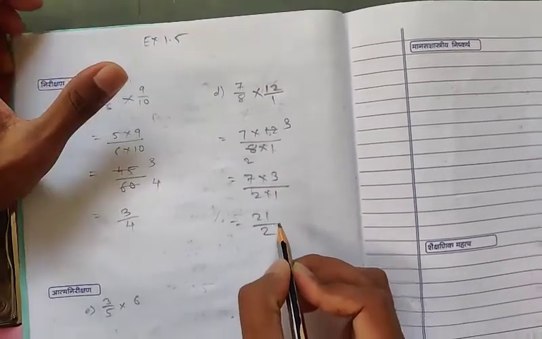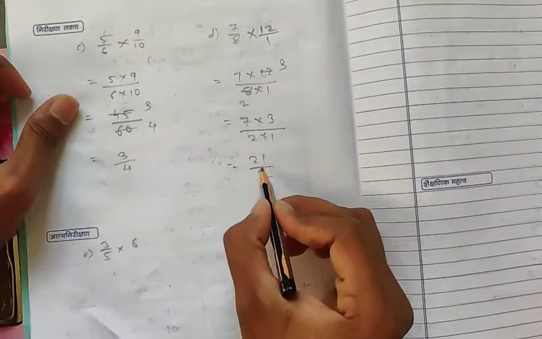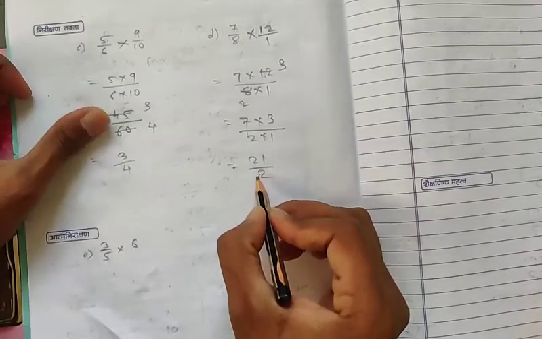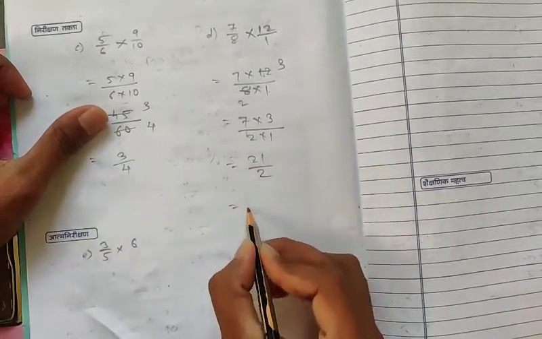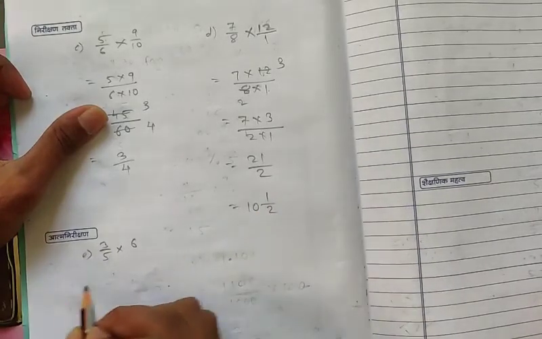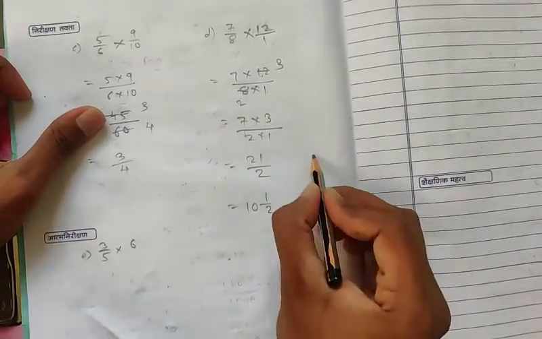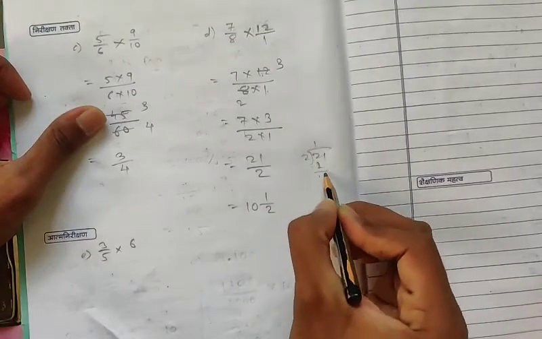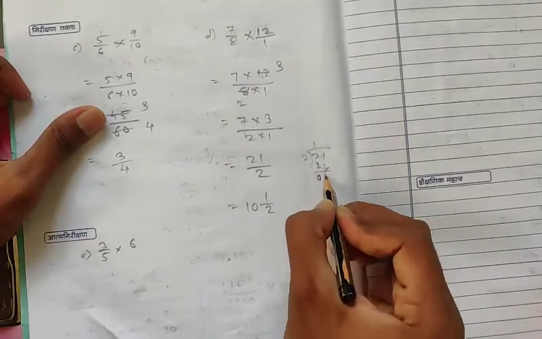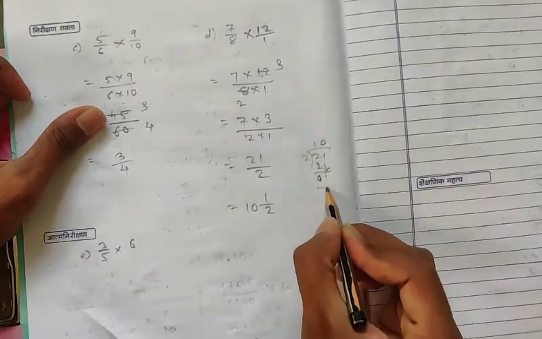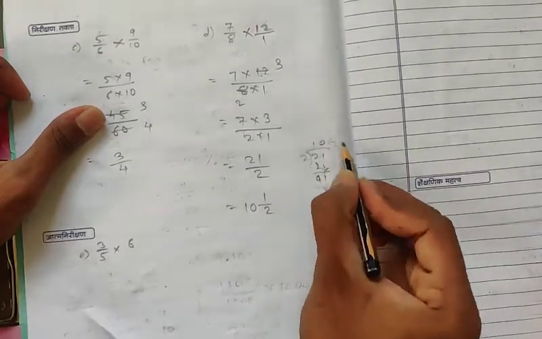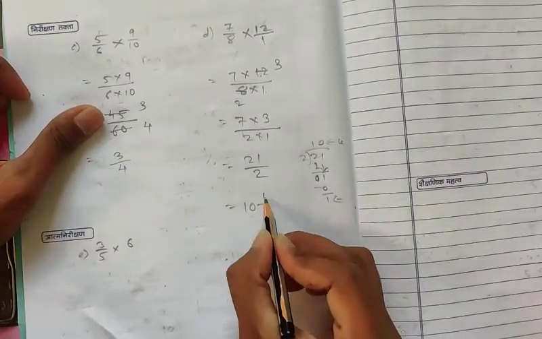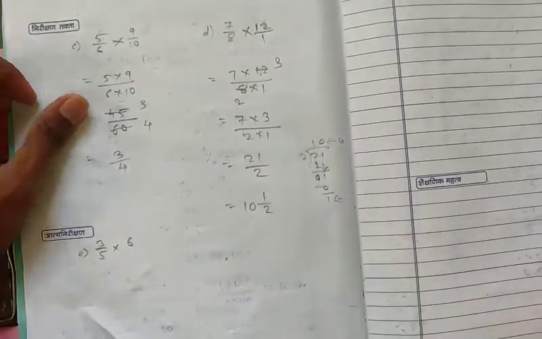This is our fraction, and this is an improper fraction, right? So you can again divide it. 21 divided by 2: 2 tens are 20, remainder 1. 2 ones are 2, remainder 1, 0. Next number 1, 2 zeros are 0, remainder 1. So 10 is the quotient, 1 is the remainder and 2 is the divisor. So 10 and a half is our answer.